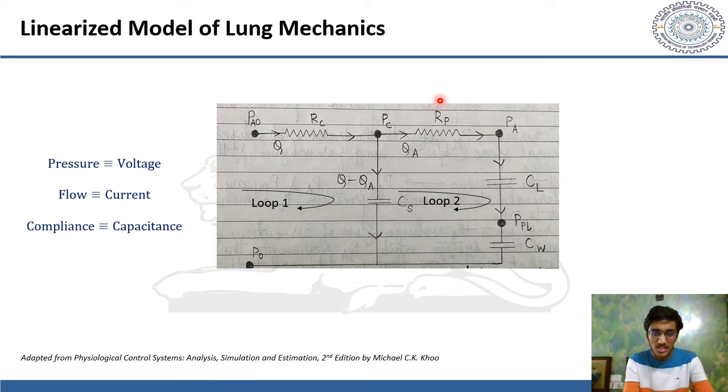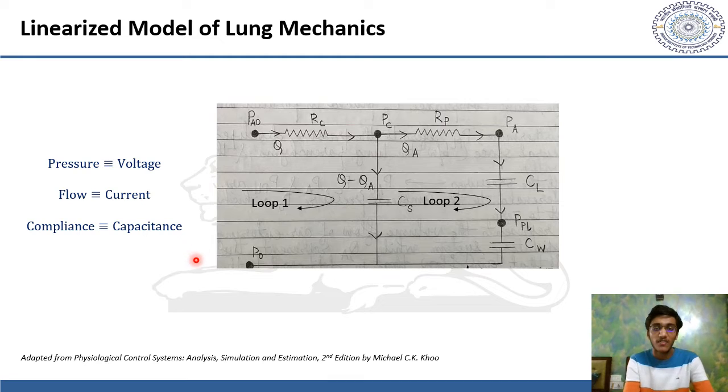The air that enters the alveolar sacs in humans is also going to produce an expansion of the chest wall cavity by the same volume. This fact is represented by the inclusion of a series connection of the lung and the chest wall compliances, that is CL and CW respectively. Essentially, compliance is the mechanical analog of capacitance that denotes storage. So here we are talking about the storage of air.